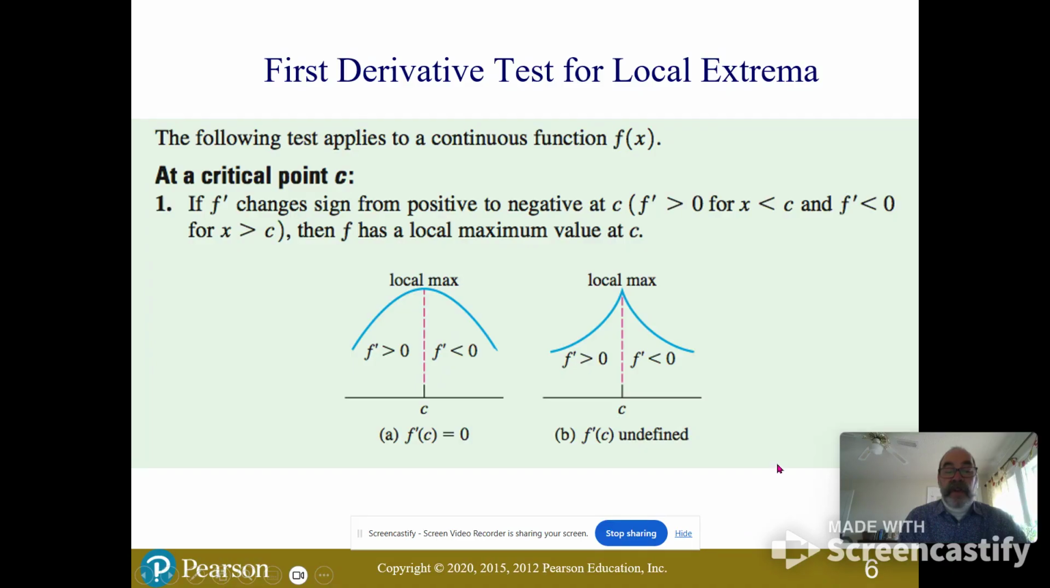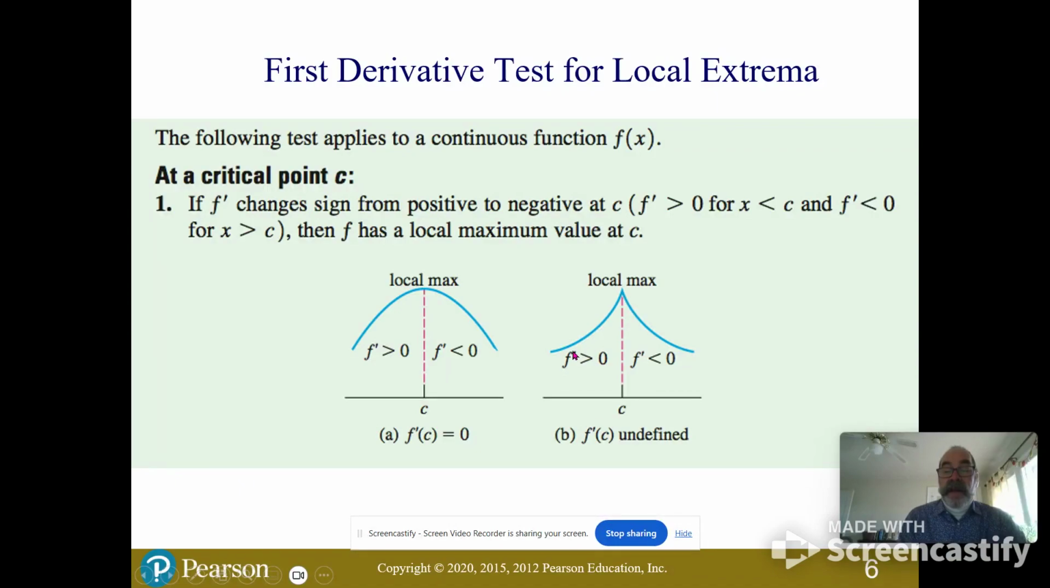Okay, so let's take a look. At a critical point C, let's see what happens. If our derivative is greater than 0, we're going uphill. Then we have a local max, the derivative is 0, and then we have the derivative being less than 0, or negative. So that's why we have a local max there.